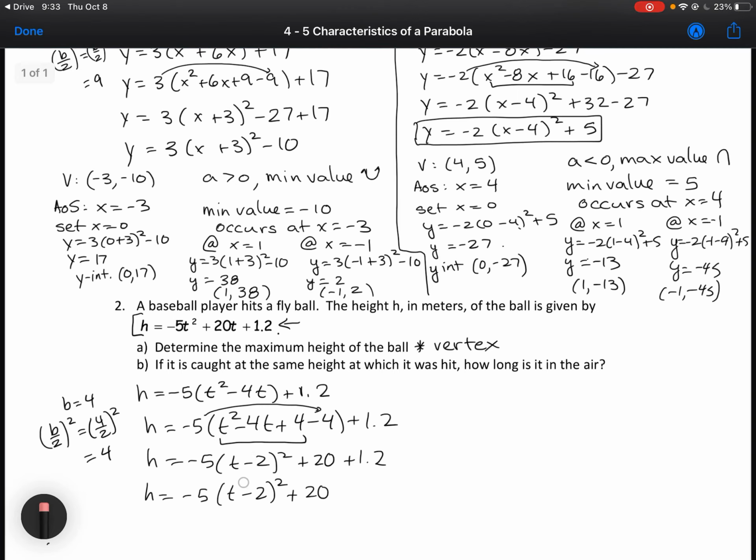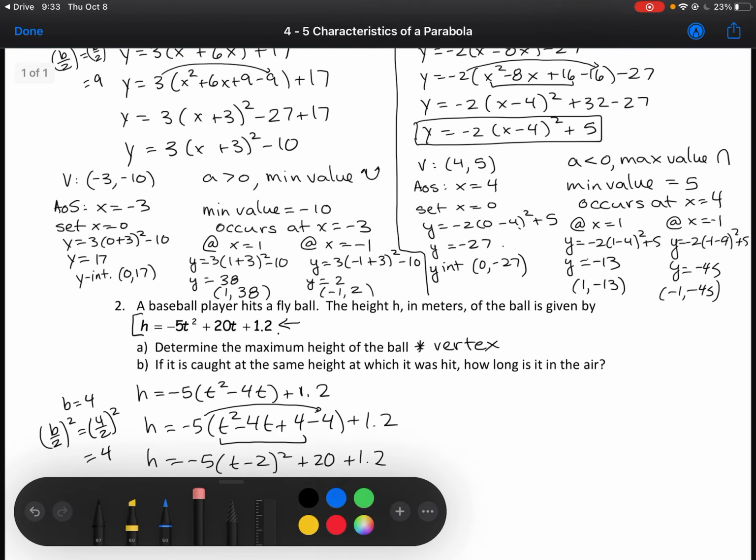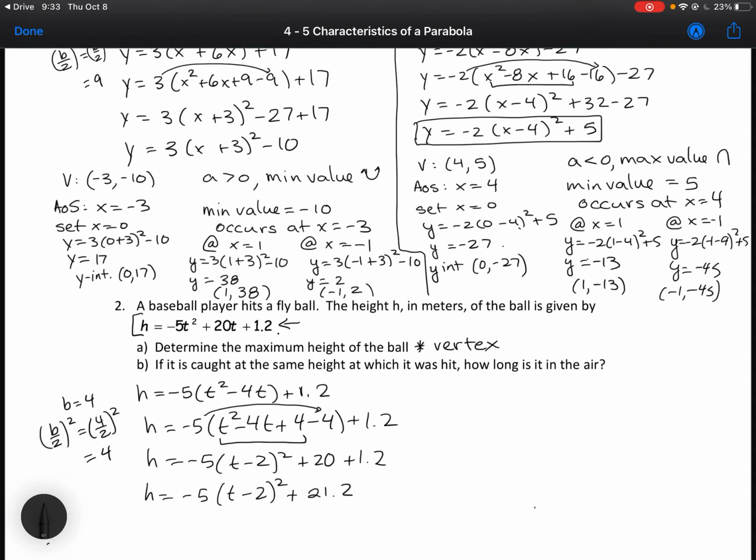I should have minus 5 times t minus 2 squared plus 21.2. So now I'm asked to determine the maximum height of the ball. That would be the y-coordinate of my vertex, which I can see from my equation is 21.2 meters.